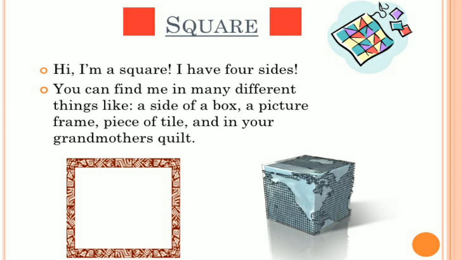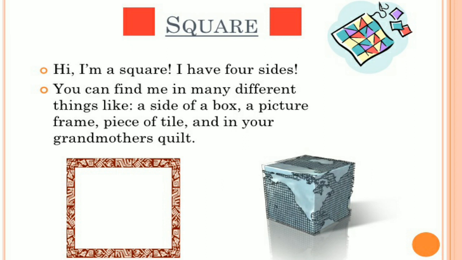Now, square. So here we can find a photo frame is square. Here we can find tools is square. So, hi, I am a square. I have four sides. Here we can find one, two, three, and four.